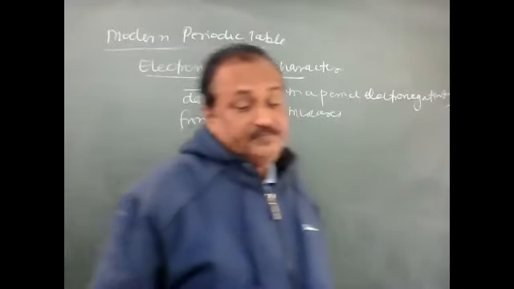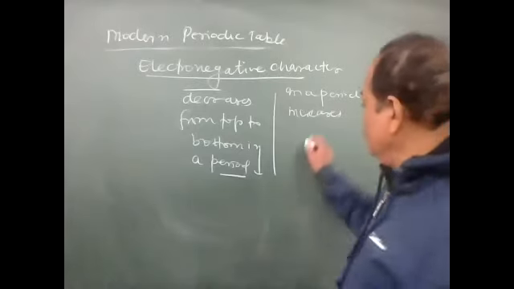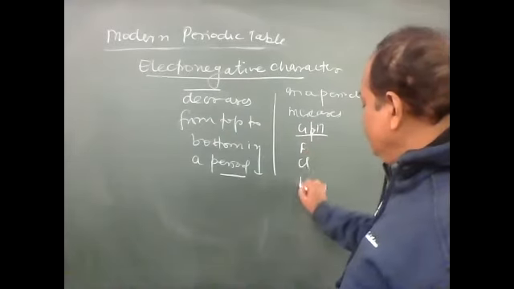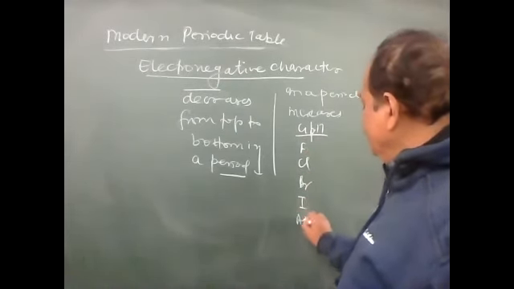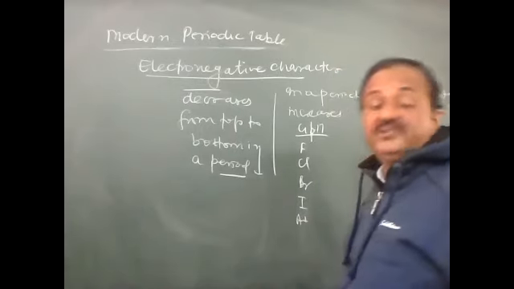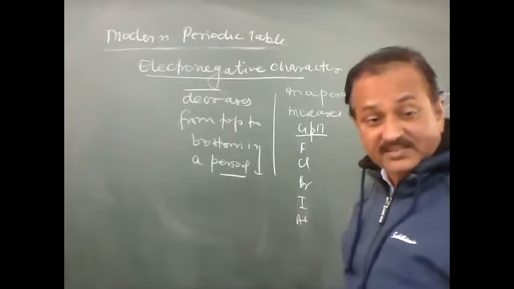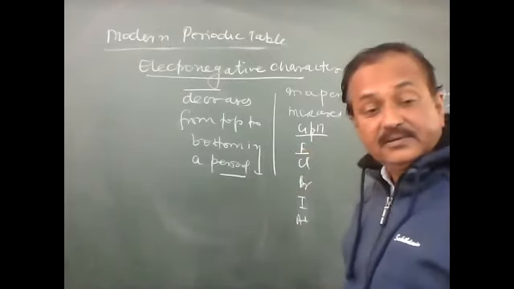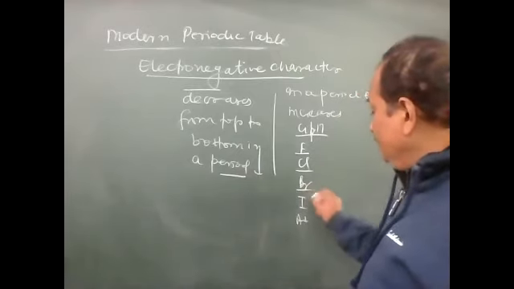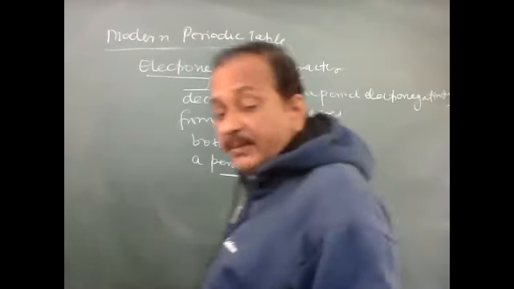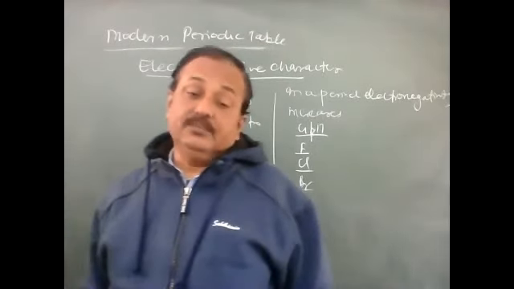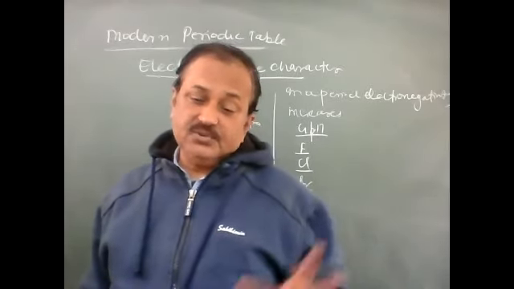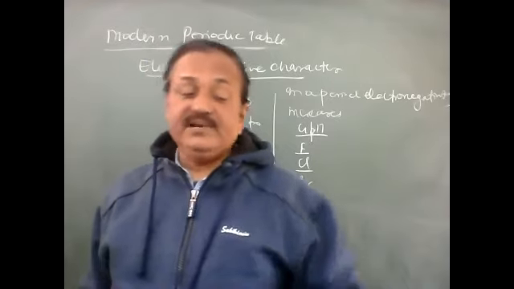Children have to keep in mind: halogens, group 17, fluorine, chlorine, bromine, iodine, and astatine. They are most electronegative in the concerned periods. Kindly keep in mind, fluorine is most electronegative in the concerned period. Bromine, iodine, astatine, all. Why? Because they have 7 electrons in the outermost orbital. So they require just 1 electron to complete the octet.